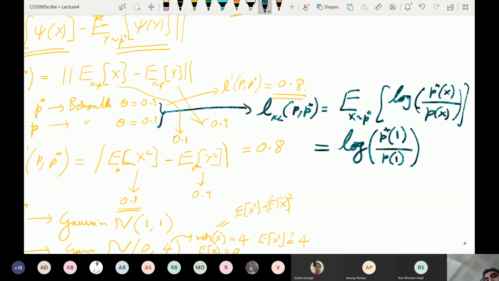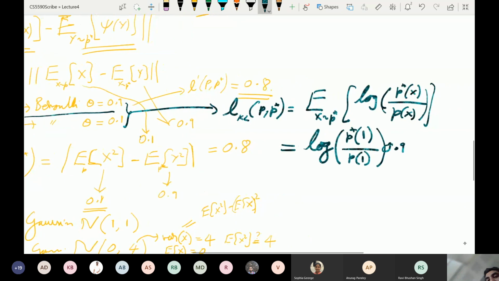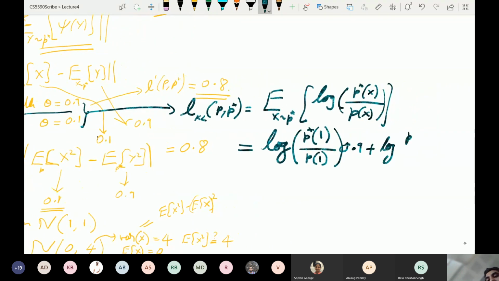What is the probability of 1 in this case? P star of 1. In this example, what is P star of 1? 0.9, right. So 0.9 plus log P star of 0 by P of 0 into 0.1, right?